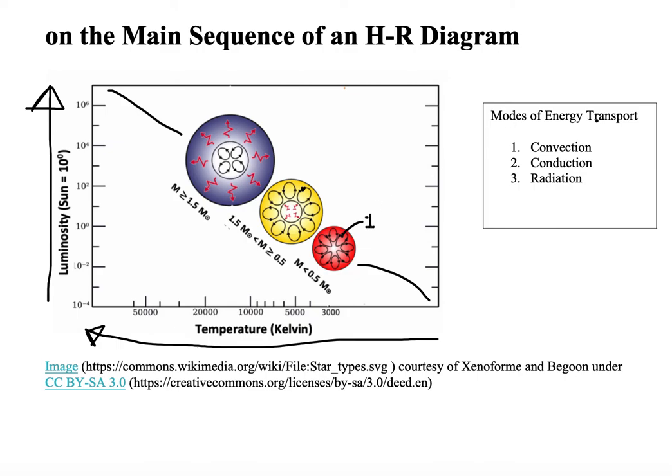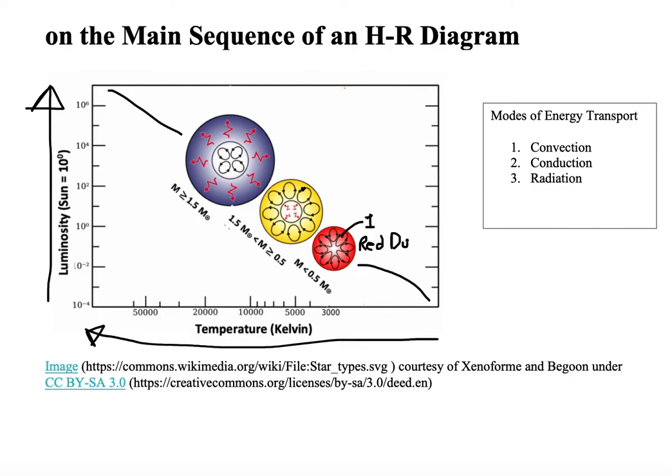There are three modes of energy transport: convection, conduction, and radiation. The interior of this red dwarf is entirely convection, or number one. Let's go look at the next one up.